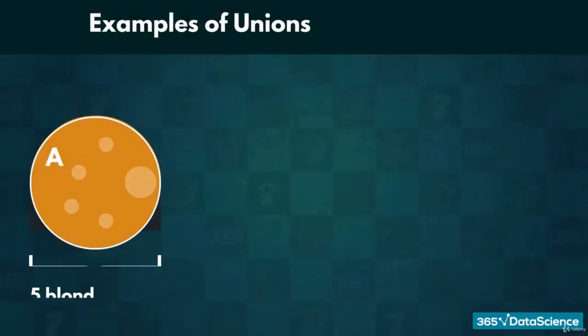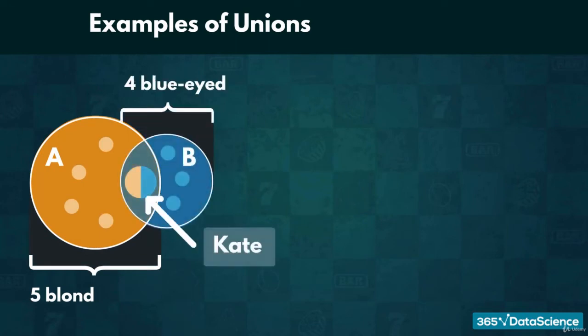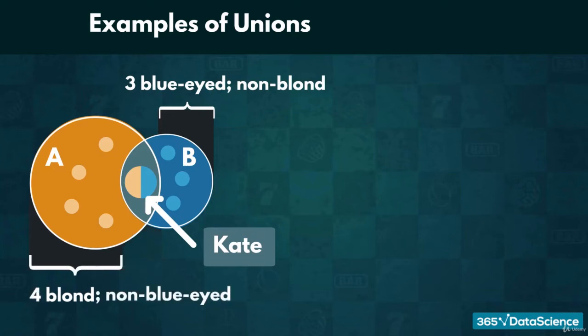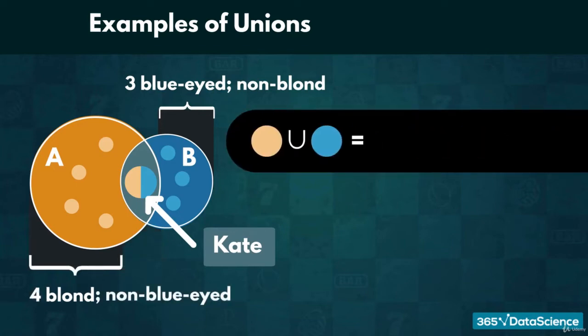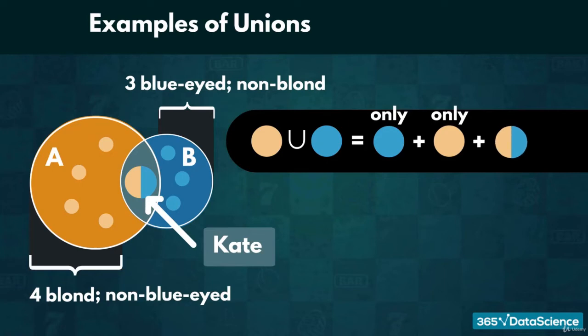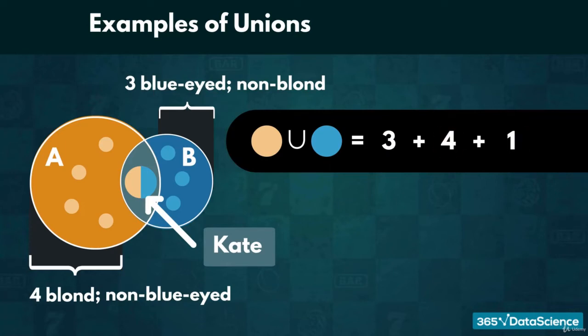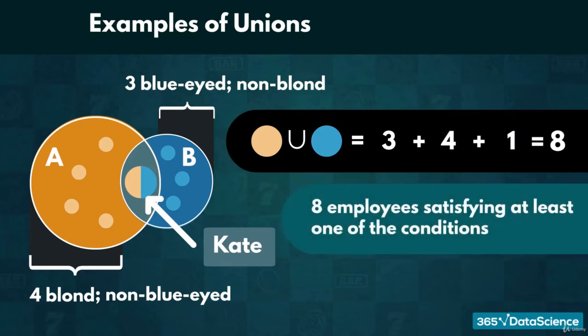For instance, 5 people in the office have blonde hair, 4 people have blue eyes, and only Kate has both. Therefore, there are only 3 non-blonde people with blue eyes and 4 blonde people with non-blue eyes. Thus, the union of blonde and blue-eyed colleagues is the sum of people who have precisely one of the two features, as well as Kate, who has both. Mathematically, this result is 3 plus 4 plus 1, or 8 employees satisfying at least one of the conditions.